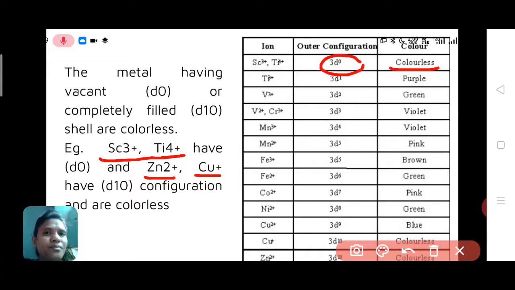Zinc 2+ also shows a 3d10 configuration, and hence it also appears colorless, because there is no absorbance of light energy, because there is no promotion of an electron from a lower energy d orbital to a higher energy d orbital.